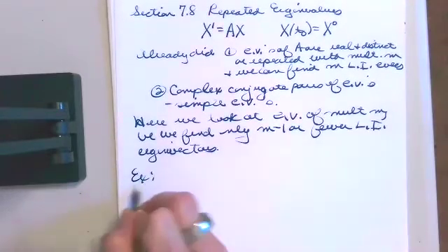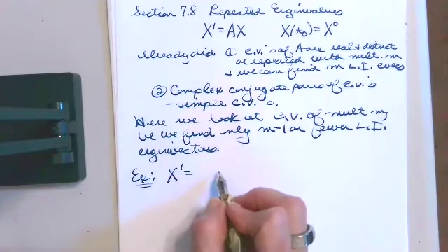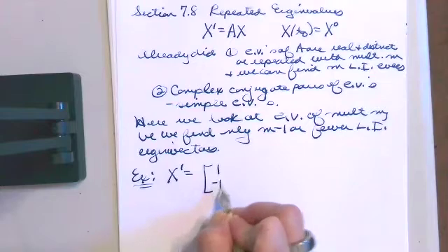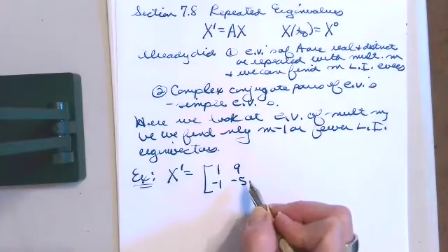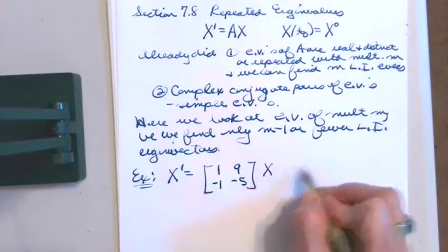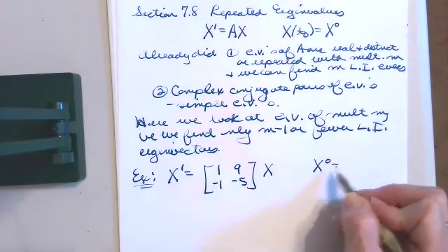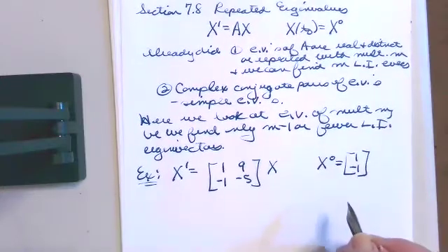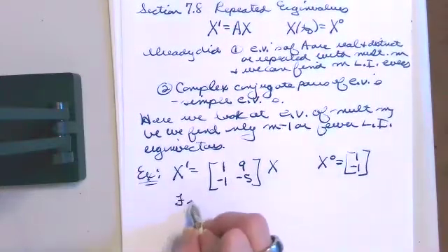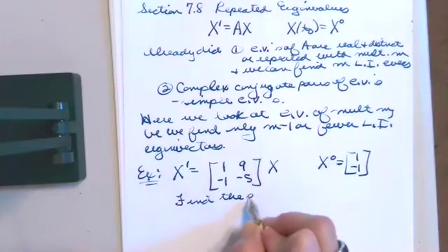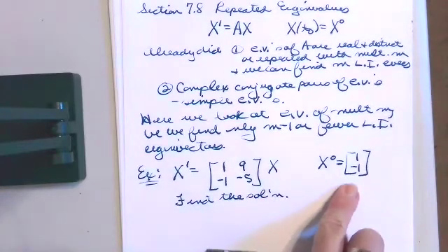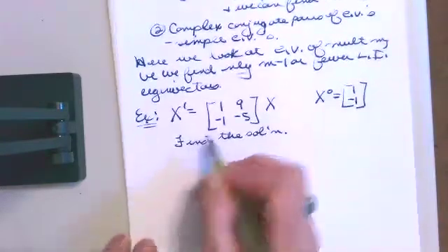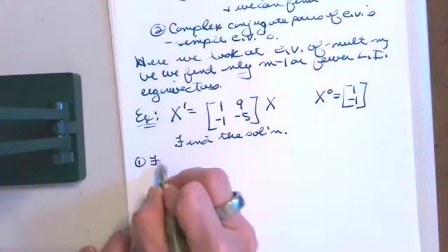So let's look at the matrix equation x prime equals the matrix [1, -1; 9, -5] times x. And let's say our initial condition, x sub 0, is (1, -1). And you want to find the solution. Now, because we have a set of initial conditions, we can find the exact, explicit solution, with no arbitrary constants.